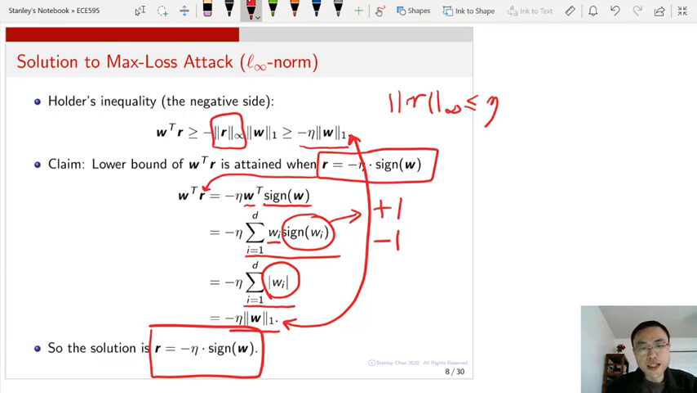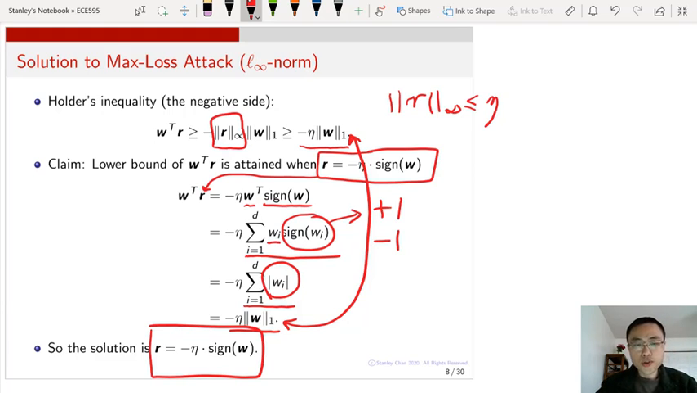So I hope with these two examples, I can convince you that beyond using the Lagrangian approach, you can also use this approach to find the solution, by finding the lower bound and then finding a particular solution to find the minimizer.